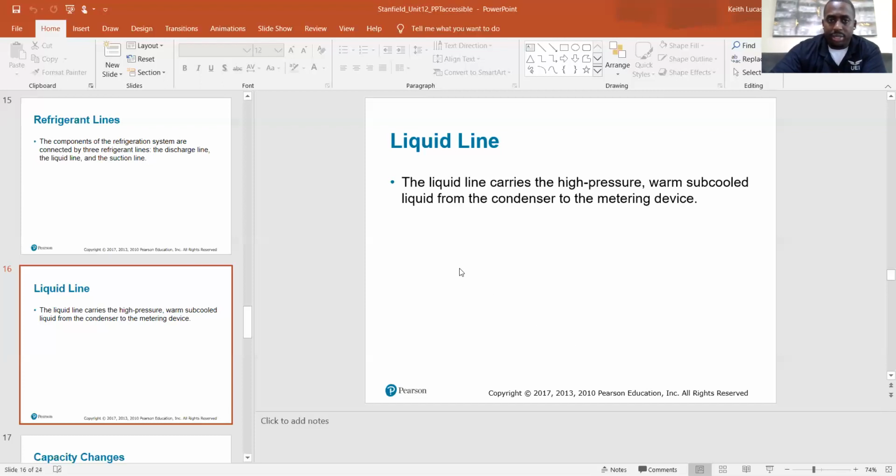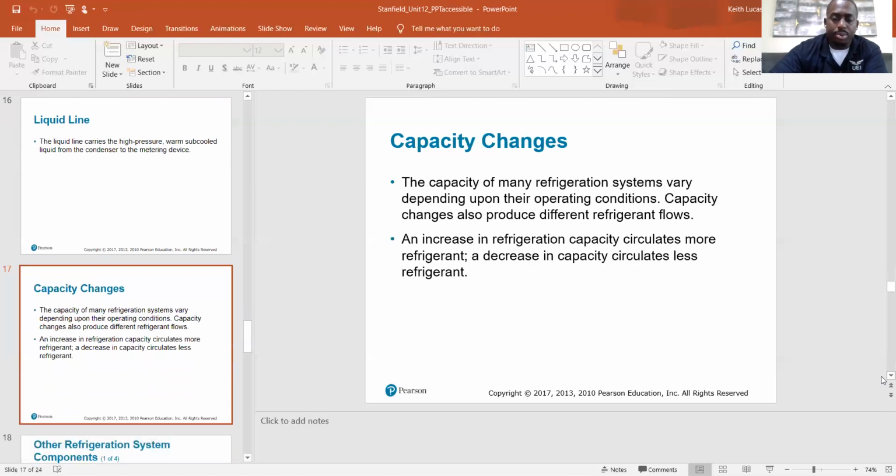So the liquid line. The liquid line carries the high pressure, warm, subcooled liquid from the condenser to the metering device. Capacity changes. The capacity of many refrigeration systems varies depending upon their operating conditions. Capacity changes also produce different refrigerant flows. An increase in refrigeration capacity circulates more refrigerant. A decrease in capacity circulates less liquid. That goes back to what I was saying over here. Okay, where is it? Here.